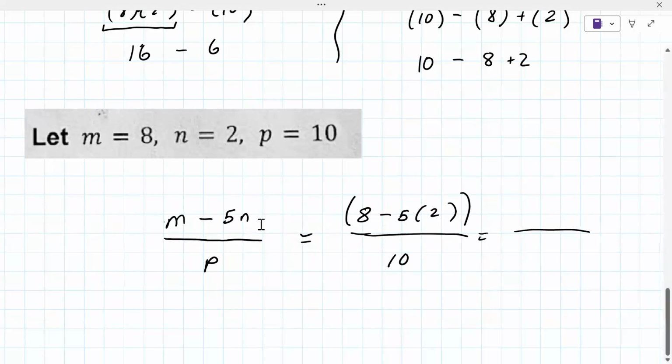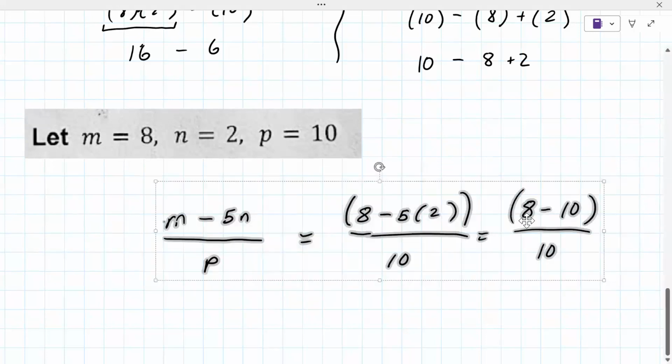You have subtraction, and then what do you have between the 5 and the 2? What's the math operation there that's not visible? Multiplication. Exactly. So which do you do first, subtraction or the multiplication? Multiplication. Okay, so what is 5 times 2? 10. Okay, so next you're going to subtract. What is 8 minus 10?